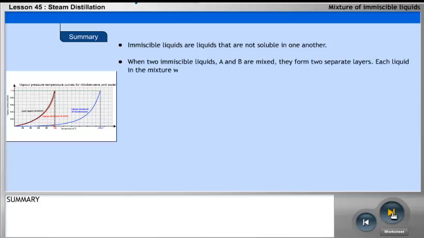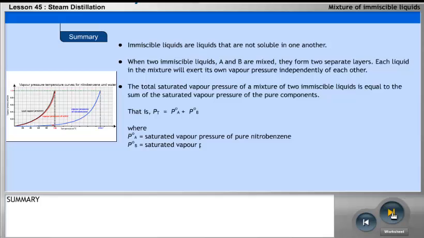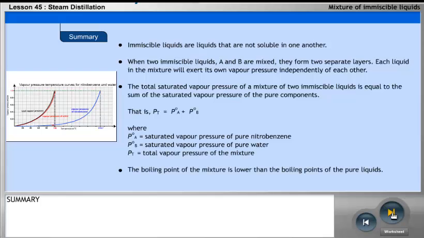Summary: immiscible liquids are liquids that are not soluble in one another. When two immiscible liquids, A and B, are mixed, they form two separate layers. Each liquid in the mixture will exert its own vapor pressure independently of each other. The total saturated vapor pressure of a mixture of two immiscible liquids is equal to the sum of the saturated vapor pressure of the pure components.